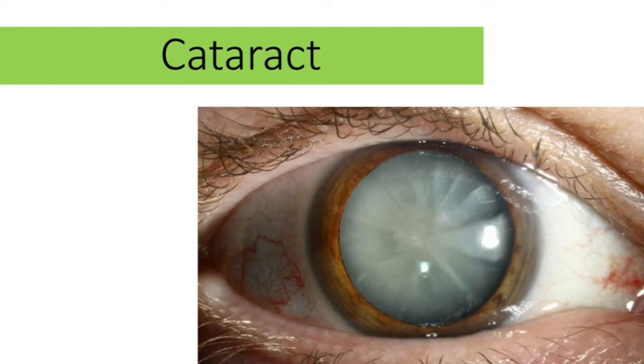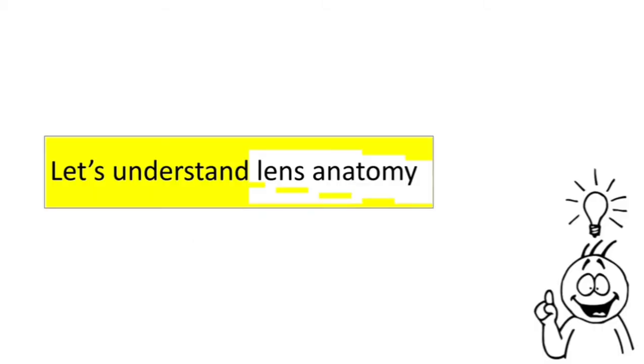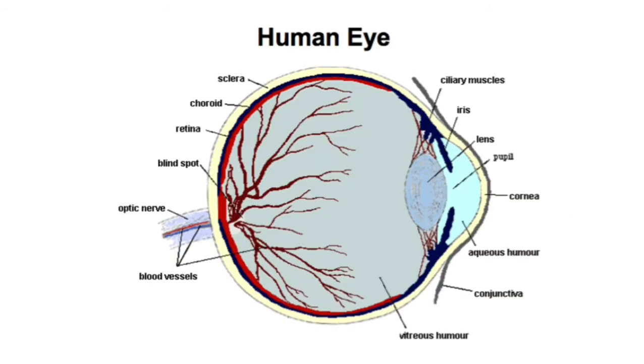For that purpose you need to know the basic anatomy of the lens, and also the parts of the lens. In our bookish knowledge we studied that the lens has a nucleus and cortex. But beyond that, the lens has several parts that we are going to discuss. This is the basic human eye cross section, where you can see the cornea and this is the lens.